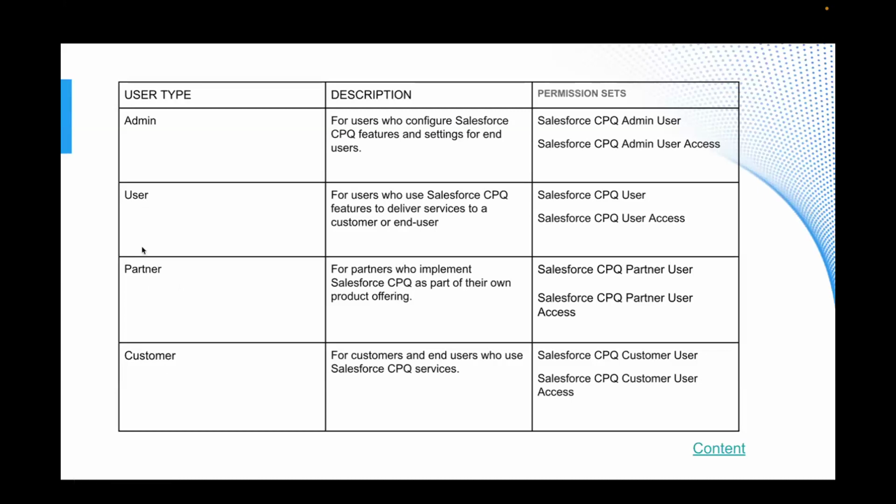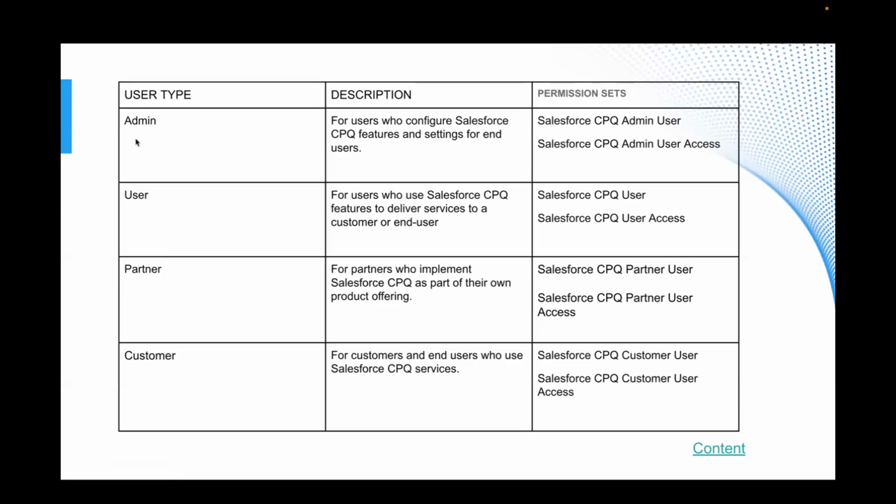Partner users come into the picture if we have a channel selling model and we are selling our products through a partner. And the customer user is the end customer who is buying the product from you. We can create partner communities and customer communities using the standard Salesforce Experience Cloud, and we can use the CPQ functionality in the partner community and customer community. So if we have partner and customer users, those users also require a different level of permission.